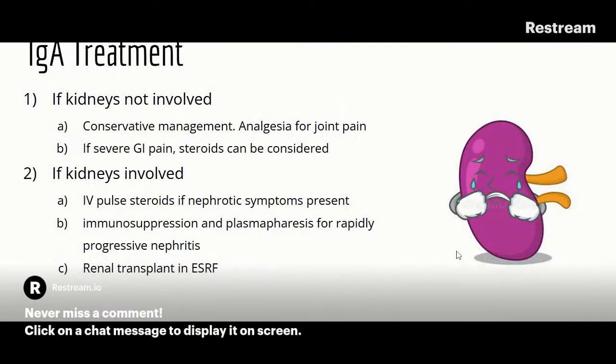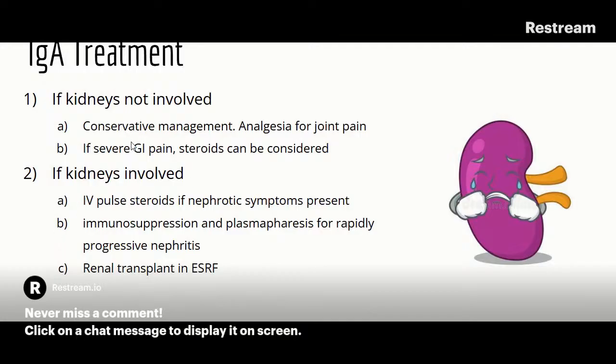Treatment-wise, if the kidneys aren't involved, analgesia, you give them a bit of supportive management, make sure that they're taken care of. If they are in extreme gastrointestinal, GI pain, sorry, you can consider steroids. Steroids generally in quite young people is a bit of a suspicious step. We don't want to put people on steroids unless we can avoid it.